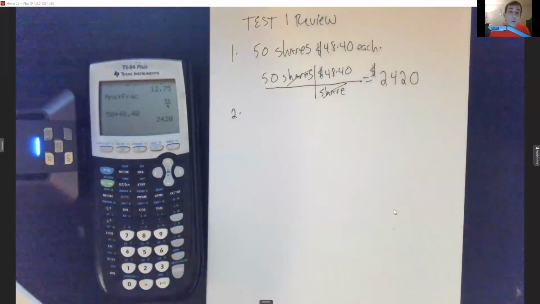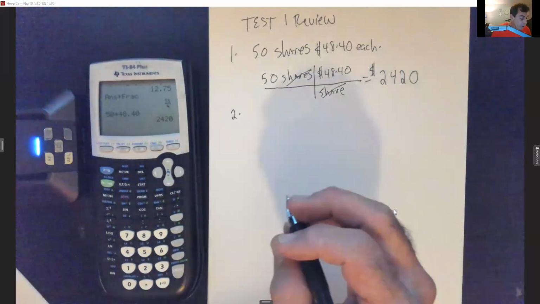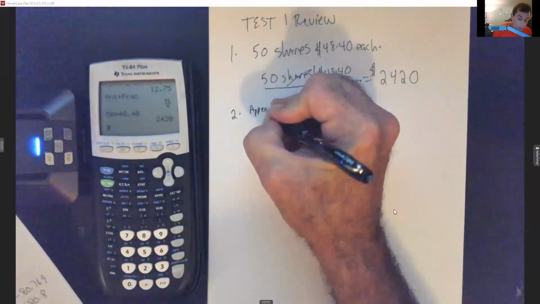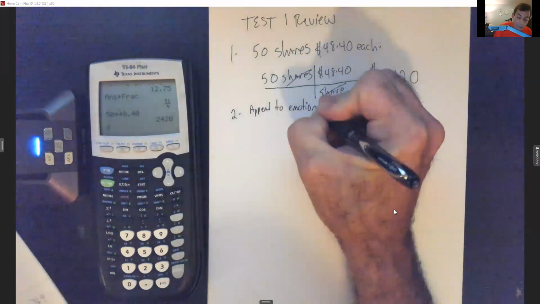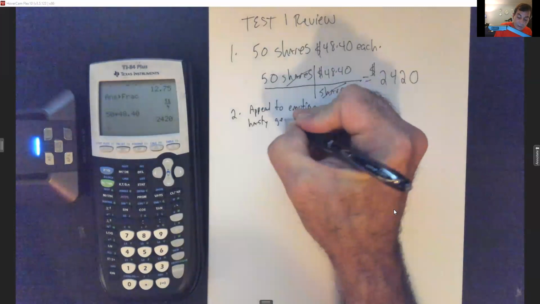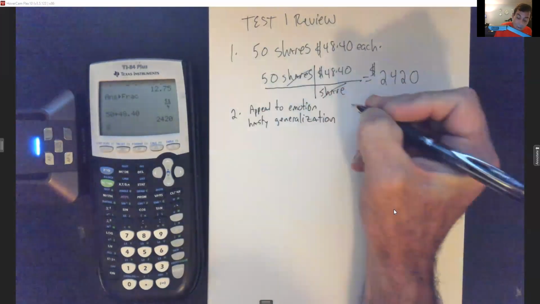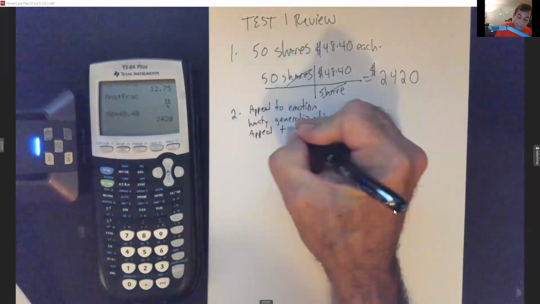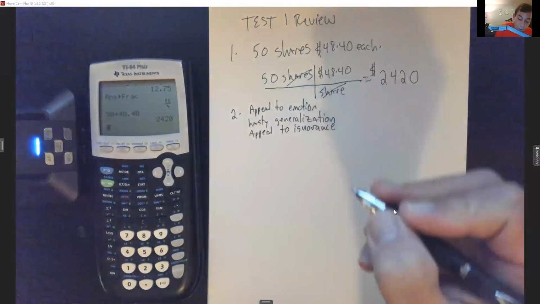All right, number two wants me to identify the fallacy. So the choices are going to be appeal to emotion, hasty generalization, appeal to ignorance, or limited choice.